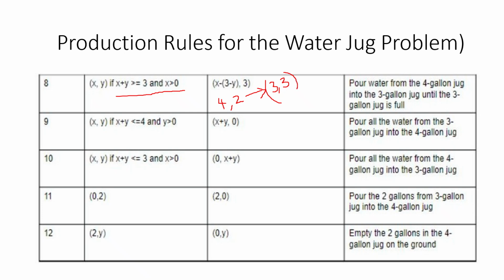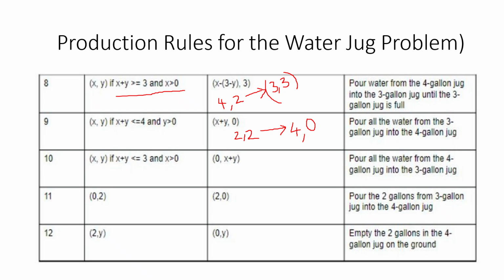And next, the ninth rule is to pour all water from the 3 gallon jug into the 4 gallon jug. The condition is x plus y is less than or equal to 4 and y is greater than 0. Then we can pour all the water from the 3 gallon jug into the 4 gallon jug. That is another case. If the current state is (2, 2), then we are filling jug A, so it will become (4, 0).